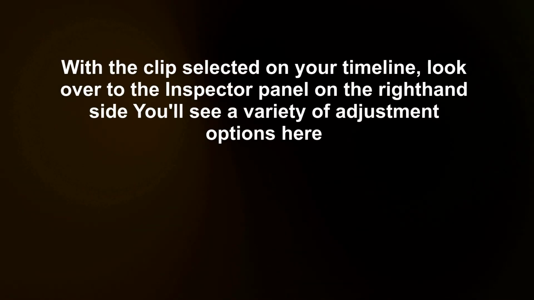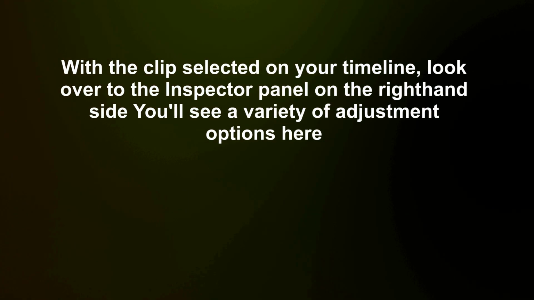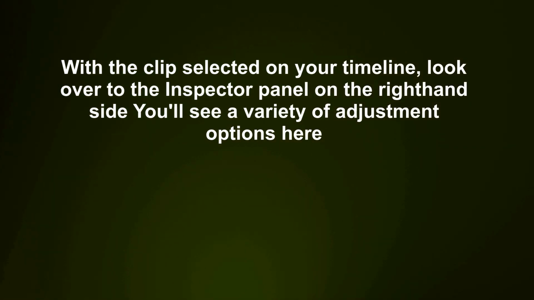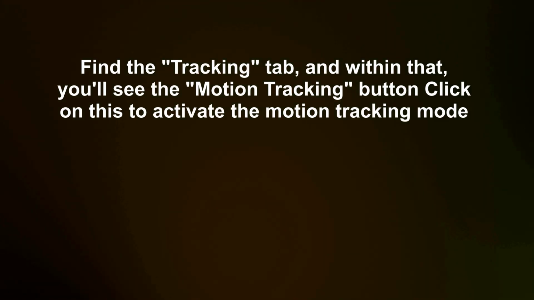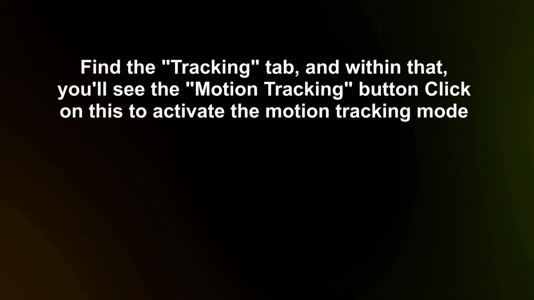With the clip selected on your timeline, look over to the inspector panel. On the right-hand side, you'll see a variety of adjustment options here. Find the tracking tab, and within that, you'll see the motion tracking button. Click on this to activate the motion tracking mode.